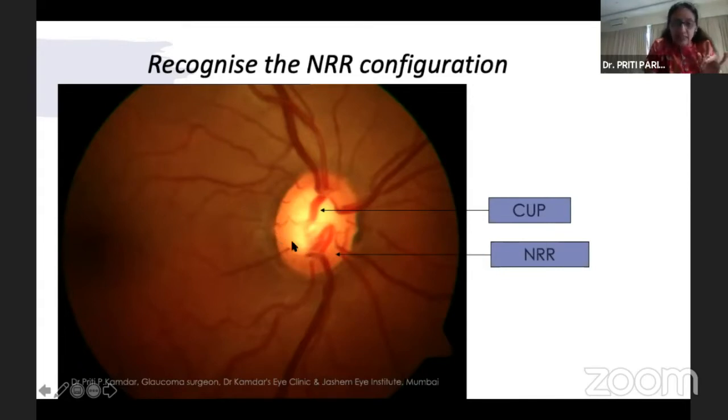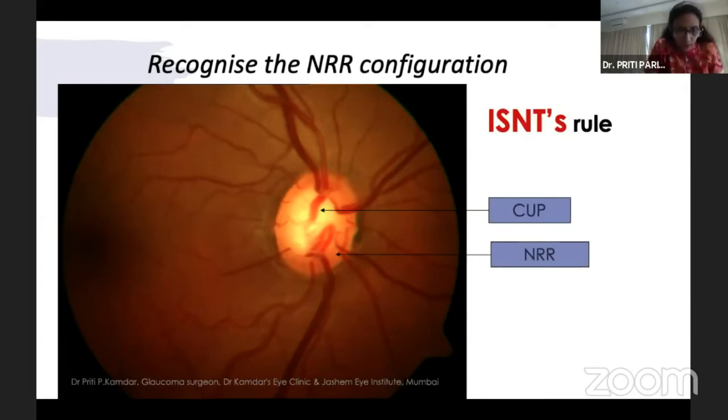In this disc, it's very easy to trace it 360 degrees. But in some discs, it may not be possible, and that's when the deflection of the blood vessels will give you a clue as to where the cup ends and the neuroretinal rim begins. In most discs, the inferior neuroretinal rim is the thickest, followed by the superior, then the nasal, and then the temporal, and this is the famous ISNT rule.